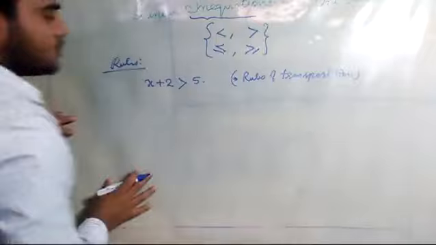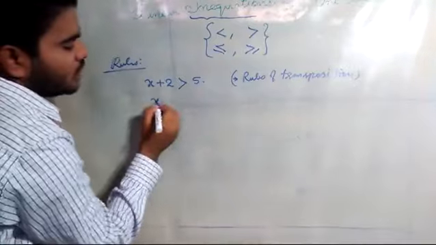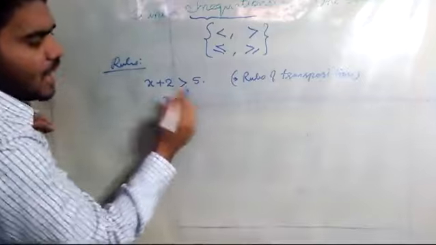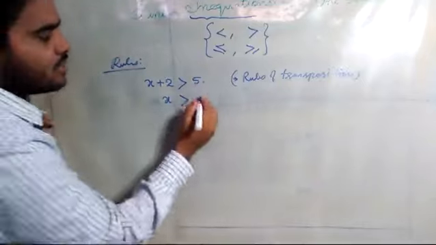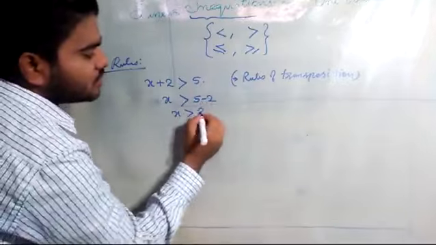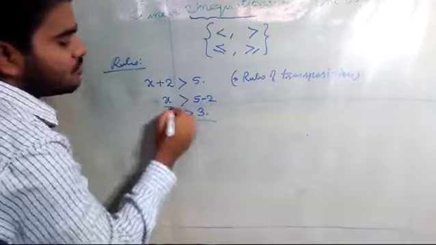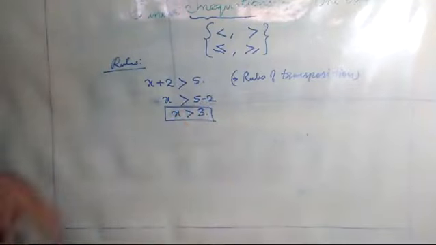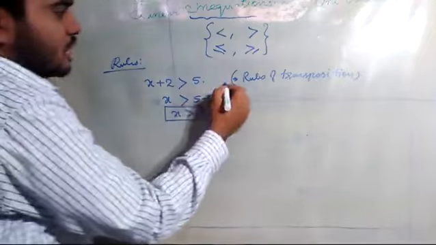Rules of transposition. What we are doing is writing x, the greater than symbol as it is, and transferring that number to this side. That is x greater than 3. So this is the meaning of rules of transposition. Now this was rules of transposition.